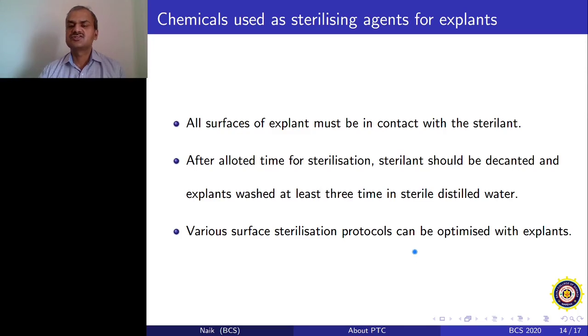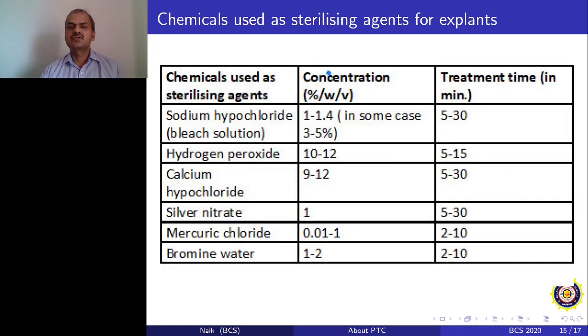So various surface sterilization protocols need to be optimized for your explant. As I said, the explant type will vary, and therefore the surface sterilization protocol will also vary. These are the chemicals which are used as sterilizing agents. You can see sodium hypochlorite, which we call bleach powder or bleach solution, that is plentifully available. You can take 1 to 1.4% weight by volume. You can take 3 to 5% also in some cases, and you can treat for an incubation time by shaking it vigorously from 5 minutes to 30 minutes.